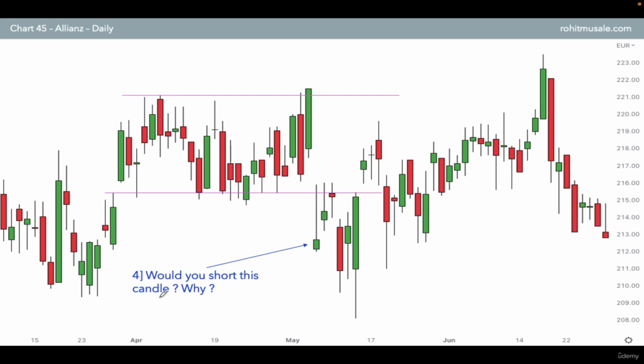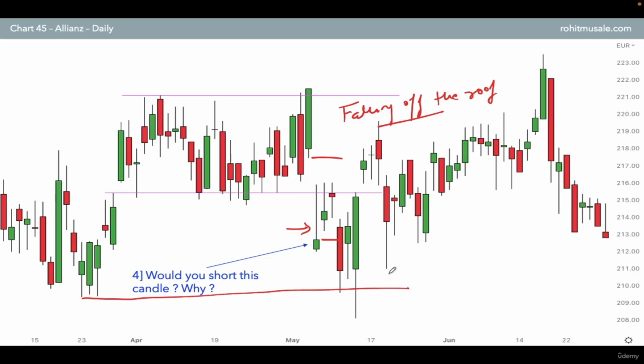Number 4, would you short this candle and why? Why am I asking you this question? Because this candle is completing the falling off the roof situation, right? The false breakout. Correct? But after the falling of the roof, generally you short the candle. But here, would you short the candle? Because if you short here, your stop loss would be somewhere here and your target would be somewhere here. That's a poor reward to risk ratio, right?